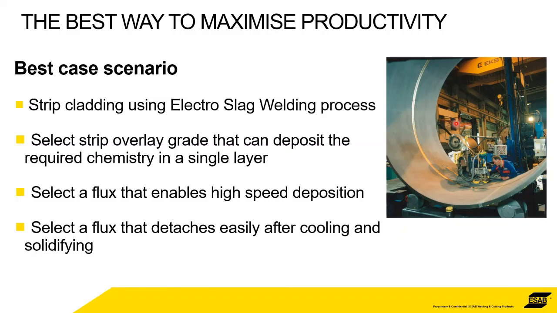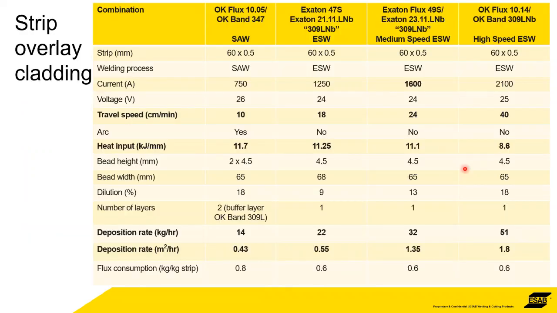If you want to go fast and maximize best case scenario, you want to go as fast as you possibly can, then the flux that you use has to be a high speed flux. So you have to talk to a manufacturer that actually manufactures a high speed flux and look at the deposition rate that they're saying you can achieve. Alongside that, the flux has to be able to detach. You don't want to be climbing in a vessel with a grinder to get rid of the slag. Okay, that's best case scenario. Everything's going in your favor.